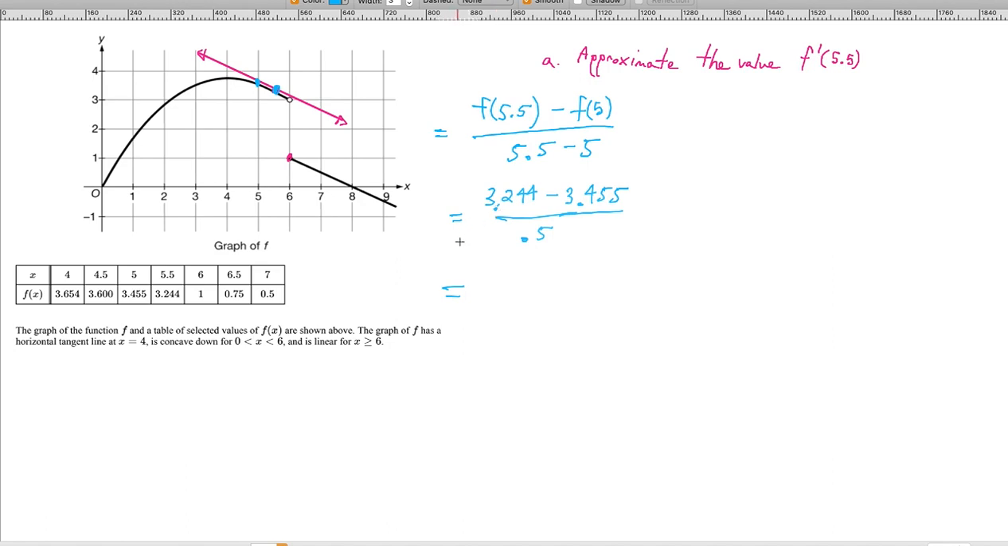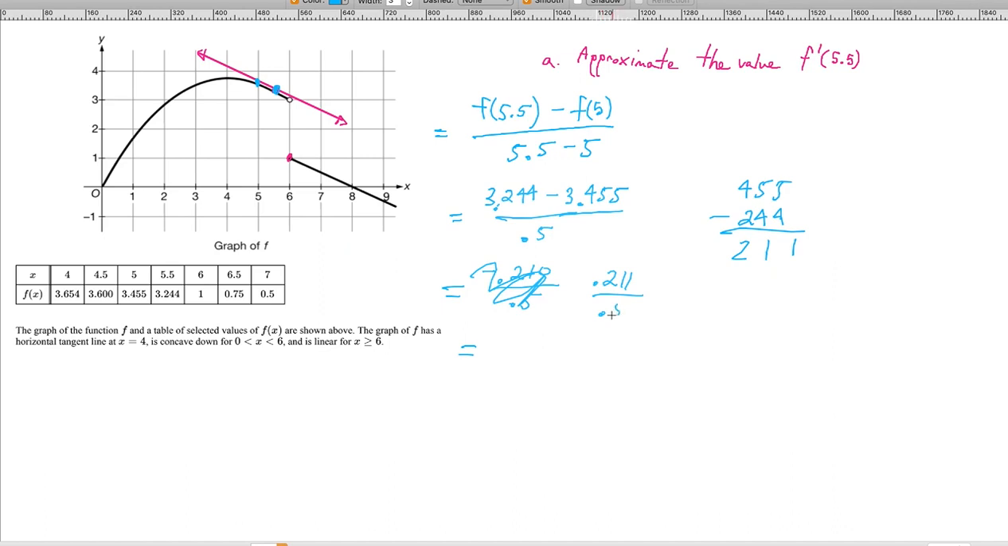Let's see what we got here. We're going to get negative 0.210 over 0.5. Did I do that arithmetic correctly? Let me make sure my arithmetic is correct. Oh, I don't think it is. Nope, it's not. So let's see, 455. Let's take our time. This is wrong. Minus 244. There we go. I was off by 1.